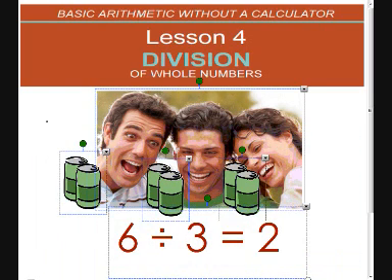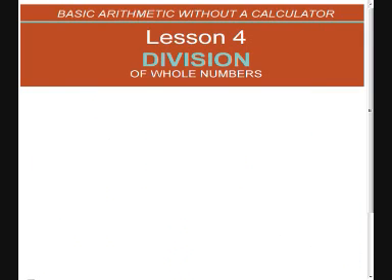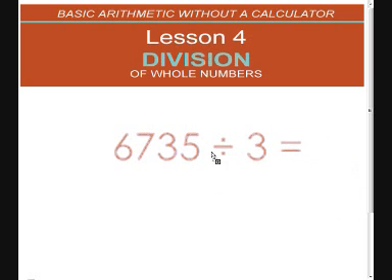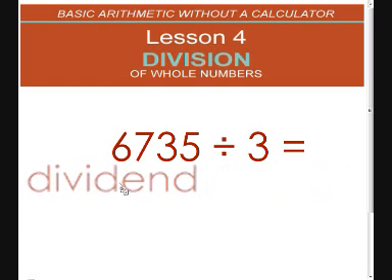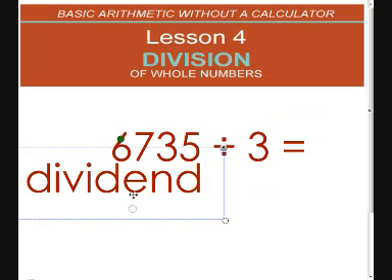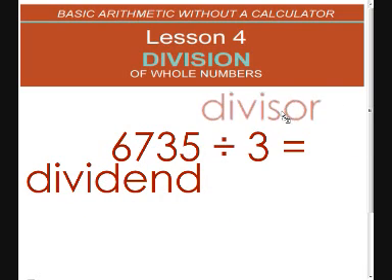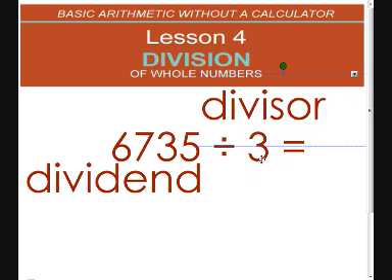All right, so what if we're talking about a bigger problem? Say something like this: 6,735, and you divide it by 3. Well, to begin with, let's talk about what we're going to call these numbers to make it a bit easier. The word dividend is the one that we use for this big number here. And divisor is the one we use for the smaller number that gets divided into the big number.